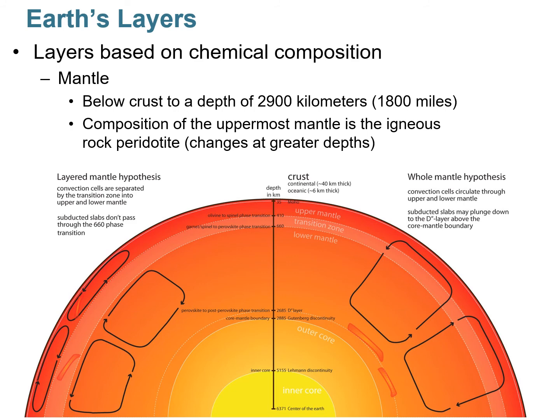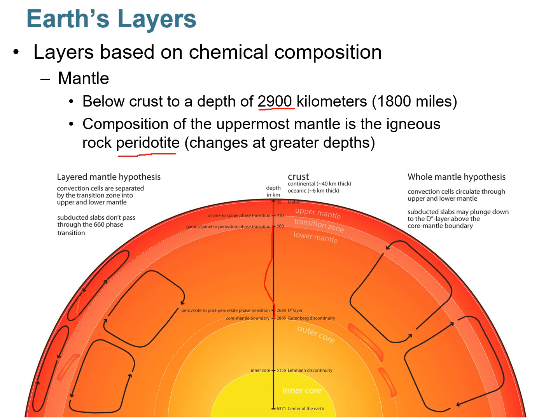Okay, most of the composition of the upper mantle is called peridotite. It's a type of rock with a lot of olivine in it. And the mantle is the majority of the Earth's interior, 2,900 kilometers below the crust. So that's basically from here all the way down to the outer core.